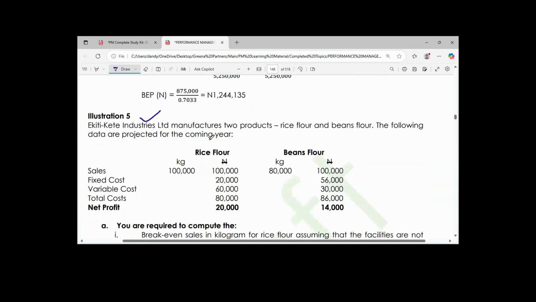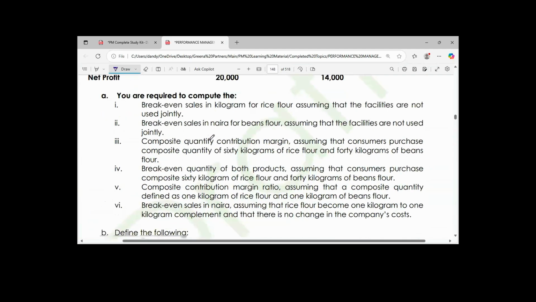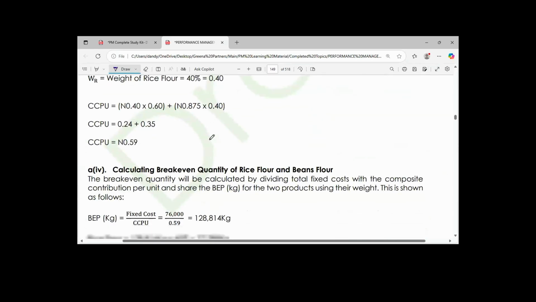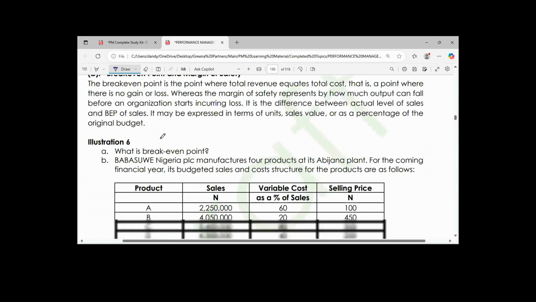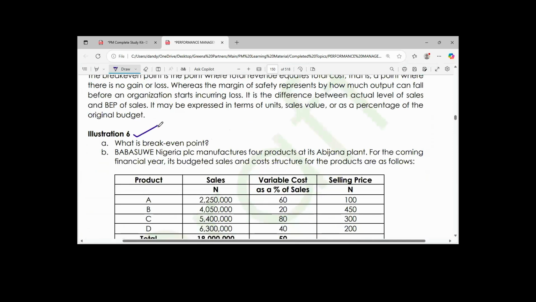So this is multi-product, but I'm not solving this. Let me look for the one I want to test. The one we are going to solve now. Now let's solve this illustration number 6.